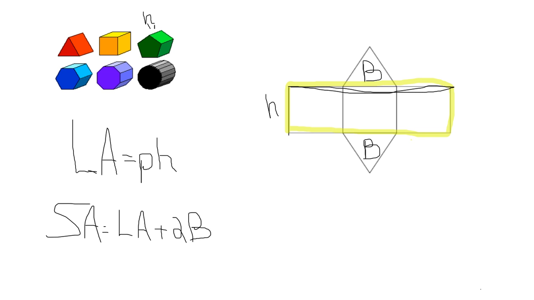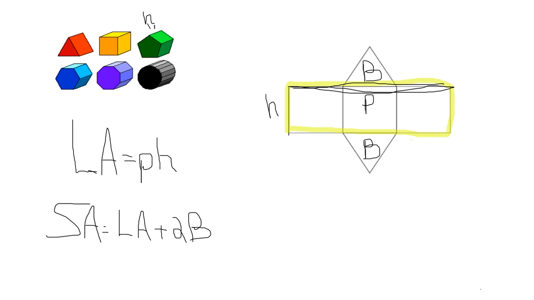And so what I'm really finding here is that this length is the same as this side of the triangle, and this length is the same as that side of the triangle. In other words, the length of this side is actually the perimeter of the base. And so the area of this rectangle is the perimeter of the base times the height.